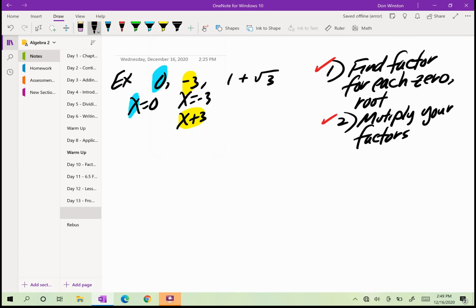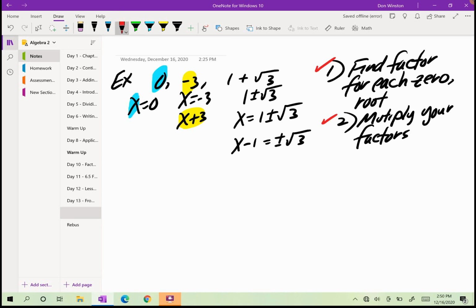And then for the zero 1 plus root 3, or actually they should write that 1 plus or minus root 3, we have to find a factor for that. So we do what we did in class. So x is equal to 1 plus or minus root 3. Actually, we have two factors there. Okay, so x is equal to 1 plus or minus root 3. And so we subtract 1 like we did in class.